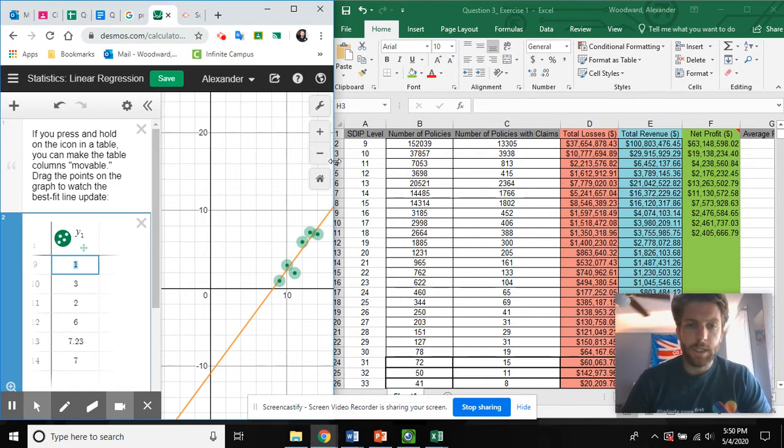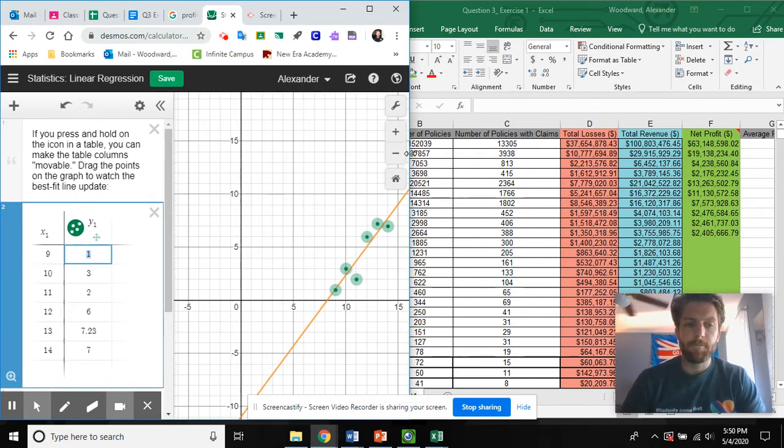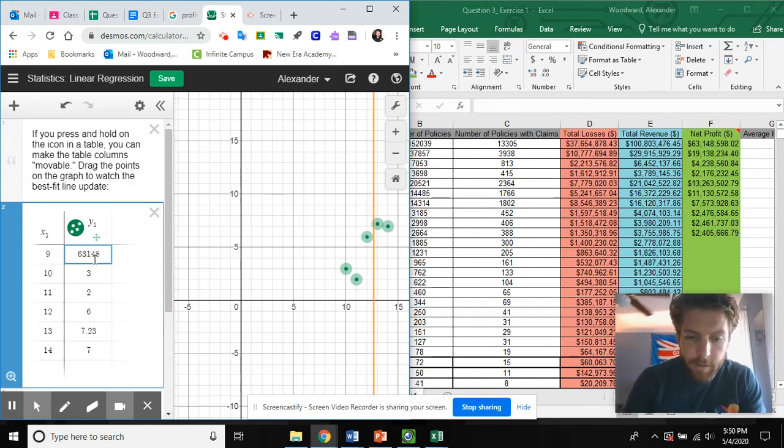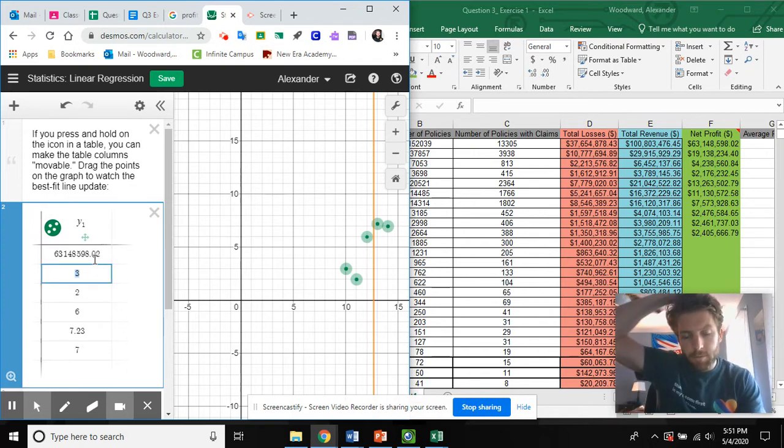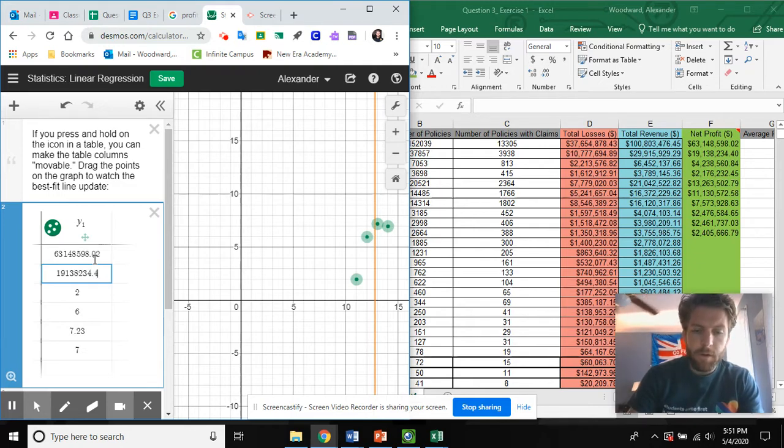The thing with this Desmos is that you're gonna have to be careful with your scales because these are really big numbers, right? With SDIP level of 9, the profit is over 63 million. 63,148,598.02. Don't use any commas when you're typing in these numbers. It won't work. And then it goes down to 19 million.